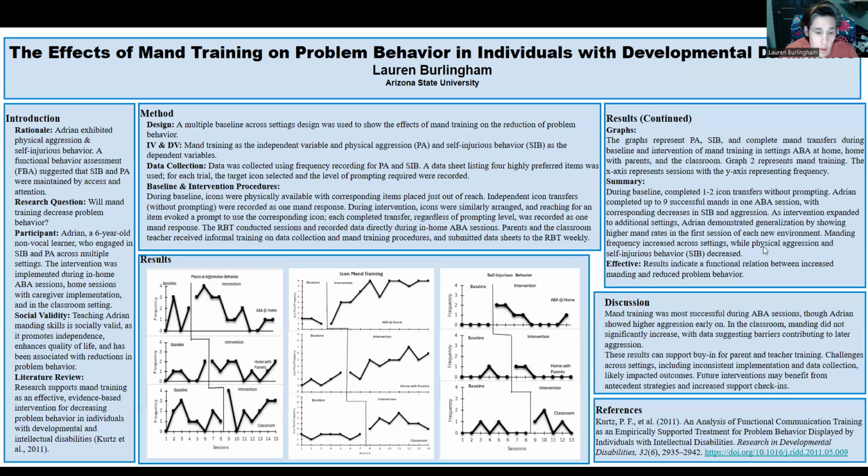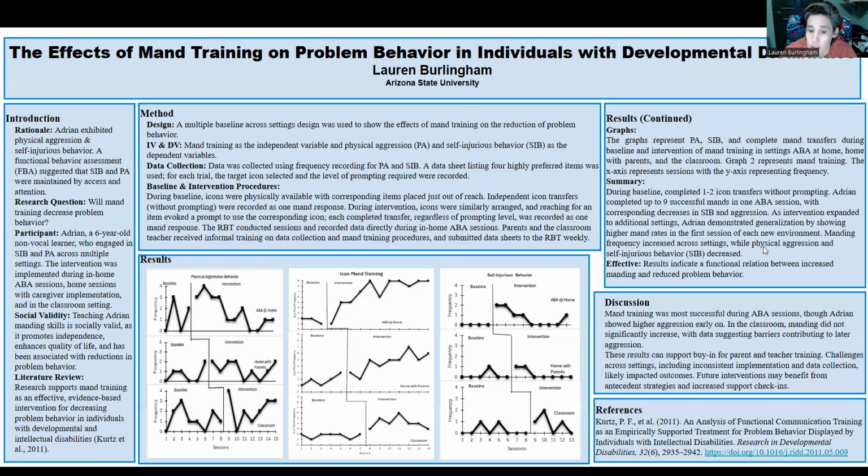So for physical aggression, the graph you'll see on the very left, we started that with ABA at the home. I took baseline across 3 sessions, then I started my intervention. We took baseline at home with parents for 5 sessions, and then we started intervention. We took baseline data in the classroom for 7 sessions before we started the intervention. And so I was able to go in and observe all of these environments and take the baseline data. That was not a problem.